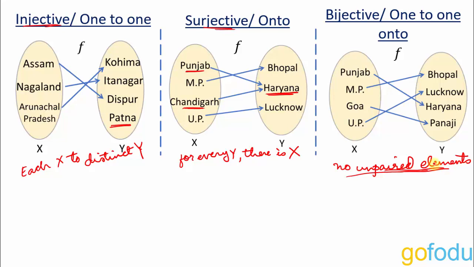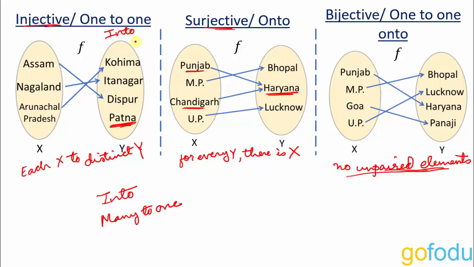Other than these three classifications, there are two other types of classifications as well, which can work in any combination with these three. They are into functions and many-to-one functions. An into function simply means there is at least one element in Y that is not mapped to an element in X. Like here, Patna is not mapped to any element in set X. So this function is not only one-to-one, it is also into. This function is one-to-one into.